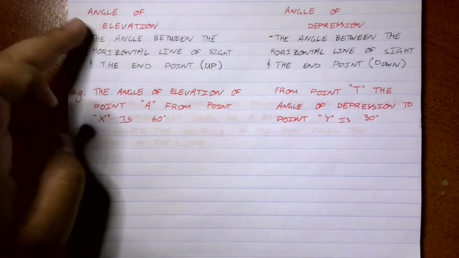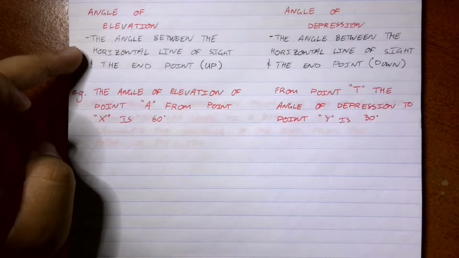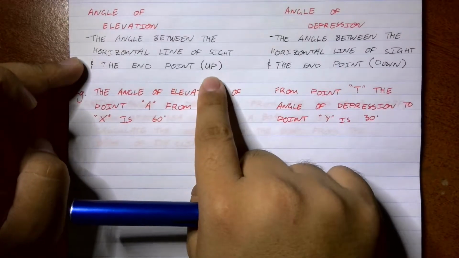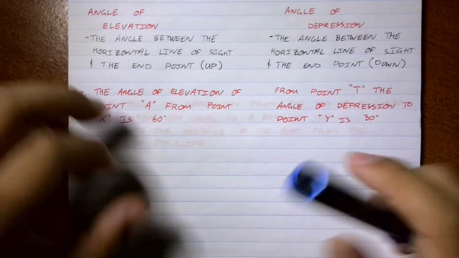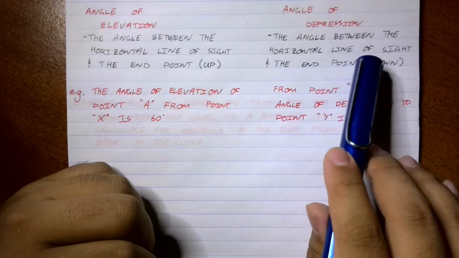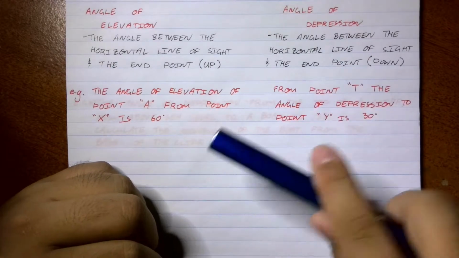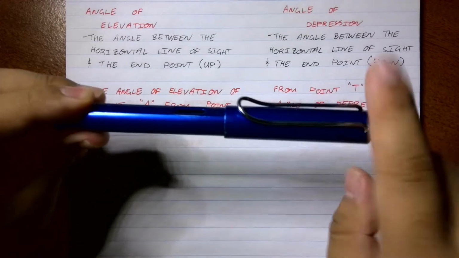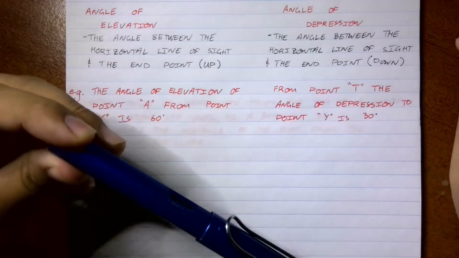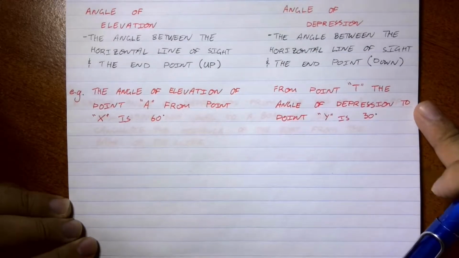So the angle of elevation is the angle between the horizontal line of sight and the end point going upwards. And the angle of depression is the angle between the horizontal line of sight and the end point going downwards. Elevation going up and depression going downwards. Here's just a few examples as to what this might look like.